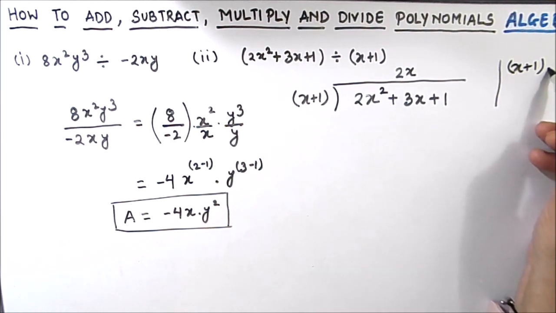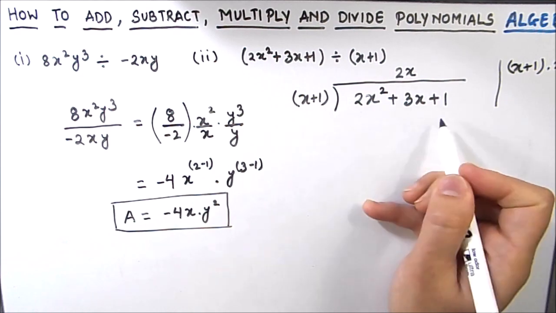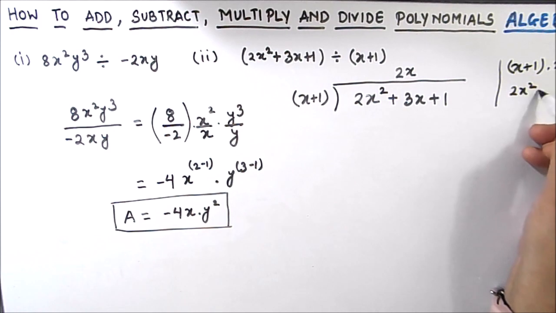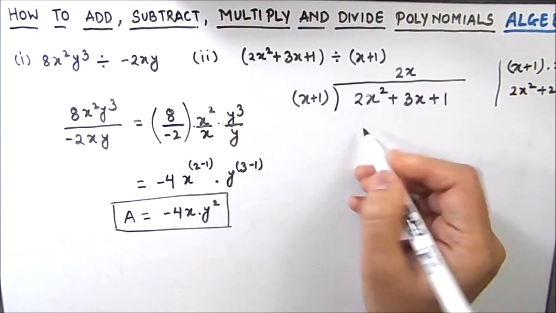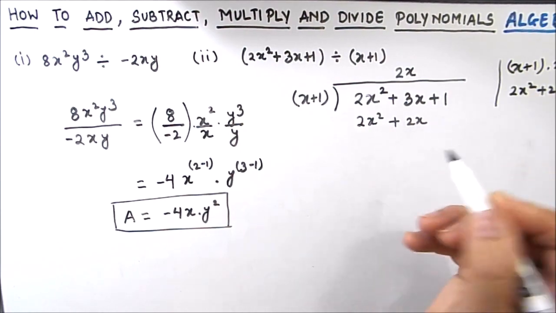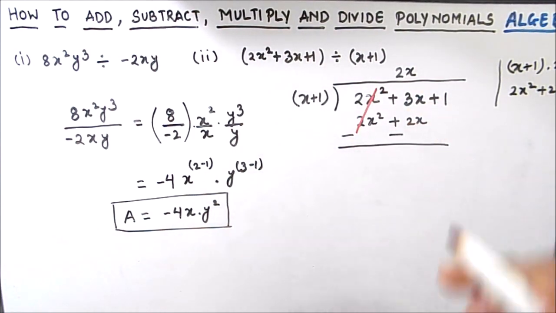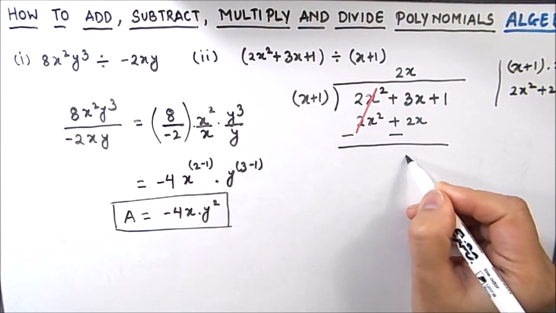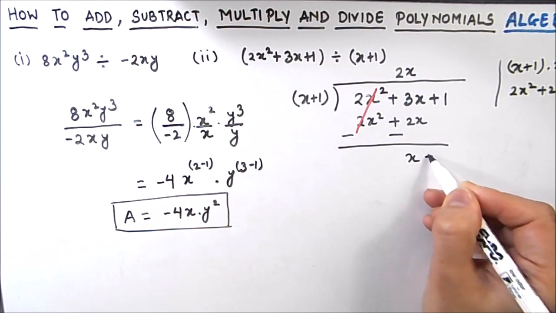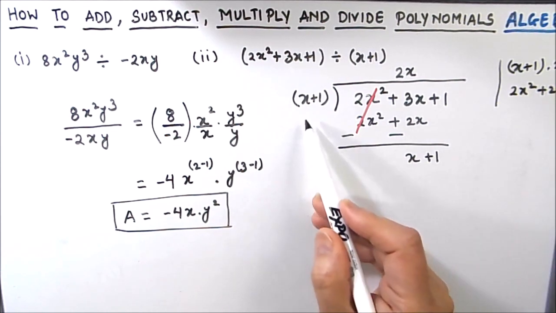So we are going to multiply 2x by x plus 1 to get the term which we need to subtract from the dividend. So this is 2x square plus 2x. Now we have to subtract, so we are going to change the sign. So this gets cancelled. 3x minus 2x will be x, and then we'll drop down the next term which is plus 1. Now our new dividend is x plus 1 and divisor is x plus 1.